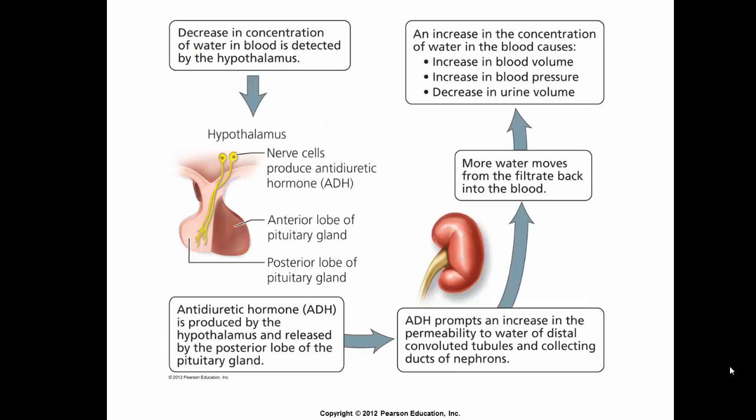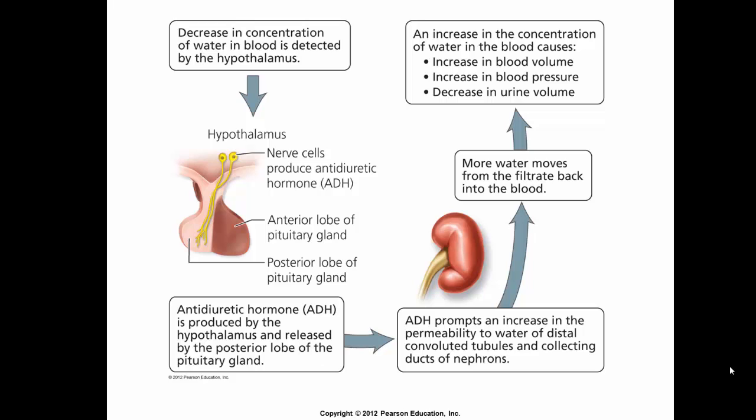So this shows that a decrease in concentration of water in the blood is detected by the hypothalamus, which produces the antidiuretic hormone, stored in the posterior pituitary gland. The nerve cells in the hypothalamus produce the antidiuretic hormone, which travels and is stored in the posterior lobe of the pituitary gland. Once this decrease in concentration of water in the blood is detected, antidiuretic hormone is going to be released.